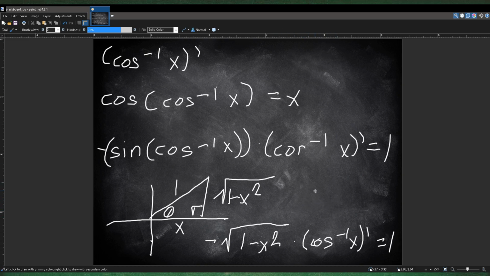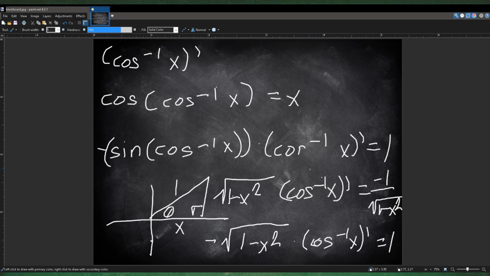So the derivative of the inverse cosine of x is equal to 1 divided by the negative square root of 1 minus x squared. We just put the negative on top and the square root on the bottom. You can put the negative on the bottom if you want, but if you want proper notation, just put the negative on top.